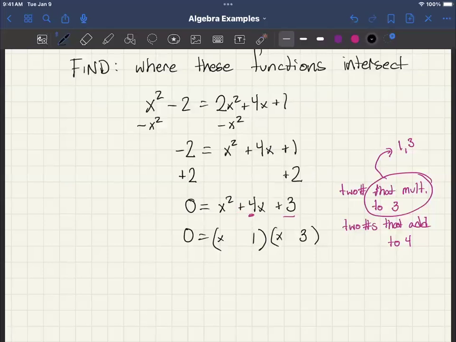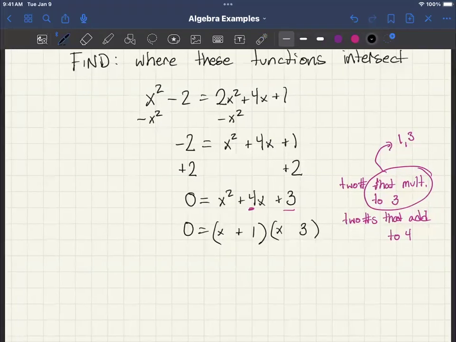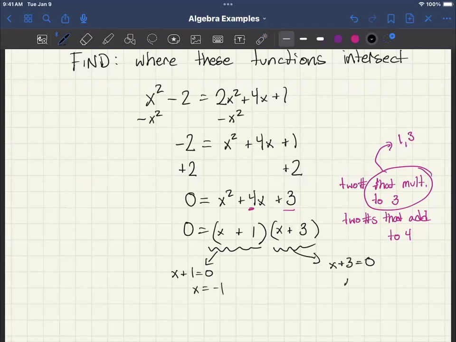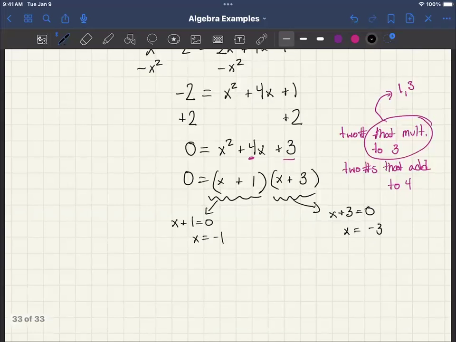When you have plus signs everywhere, it's the nicest thing ever because we know that we have plus signs in our factorization. We aren't quite done. We factored it, but once we factor it, we know that each factor can be equal to 0. So we have to set both of our factors equal to 0 and solve. Our first solution is x is equal to negative 1, and our second solution is x is equal to negative 3. All right, so we know that the two functions intersect at x equal to negative 1 and at x equal to negative 3.